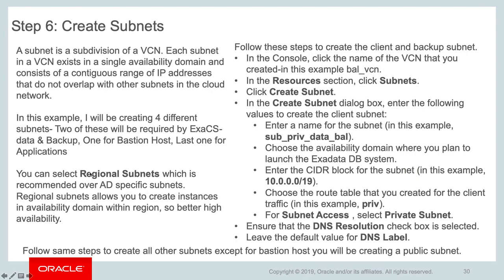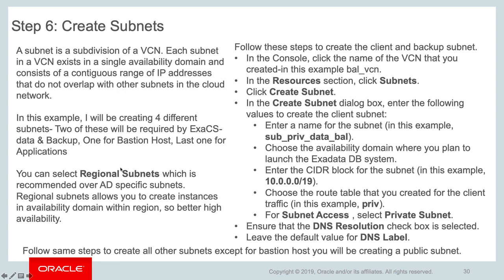Once you are done with the previous steps, you can create the subnet, and a subnet is a subdivision of a VCN. Each subnet in a VCN exists in a single availability domain and consists of a contiguous range of IP addresses that do not overlap with other subnets in the cloud network. In this example, we will be creating 4 different subnets: one data subnet for Exa, the other one a backup subnet for Exa, one additional for the Bastion host, and the last one for applications.